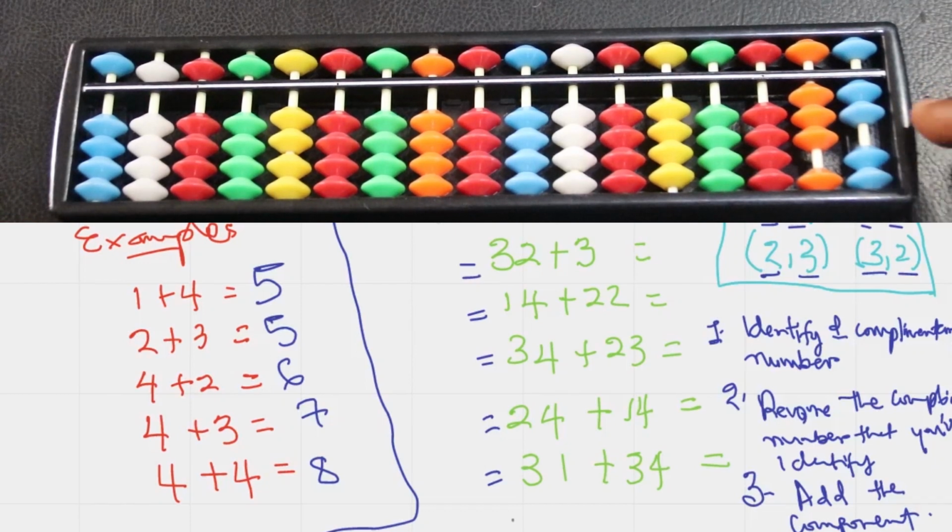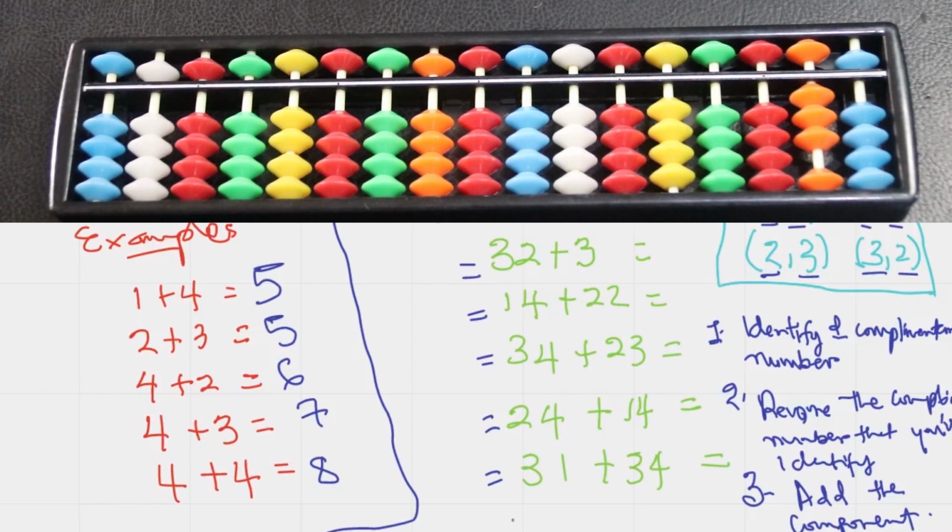How do you do that? You don't have enough beads to move 3. So what you want to do is you ask yourself, what is the 5 component of 3? 2. Remove that 2 and then add 5. 32 plus 3 is 35. Beautiful. 32 plus 3 is 35.